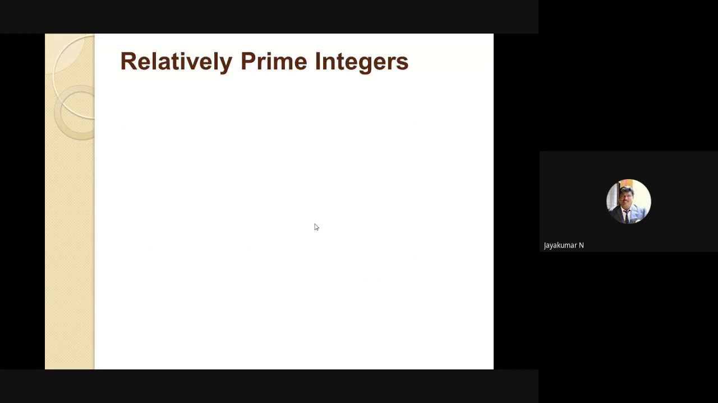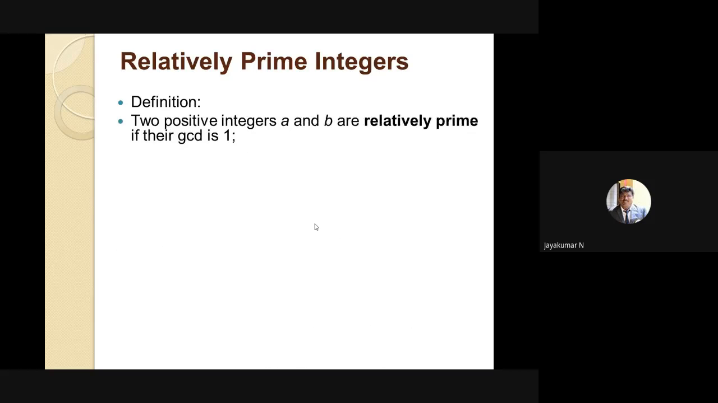Okay, what do you mean by relatively prime? Up to this, we studied what is meant by prime. Now we are going to see what is meant by relatively prime. Simply, I can say that A and B are relatively prime when their GCD is 1. That's all. When A and B have GCD 1, then we say they are relatively prime. That is the definition. Two positive integers A and B are relatively prime if their GCD is 1. When the GCD of two positive integers becomes 1, then we say that both numbers are relatively prime.